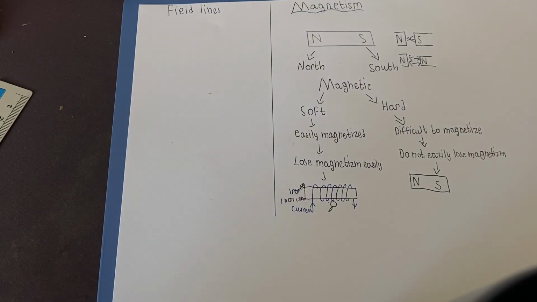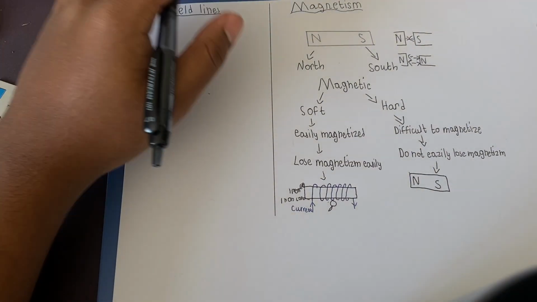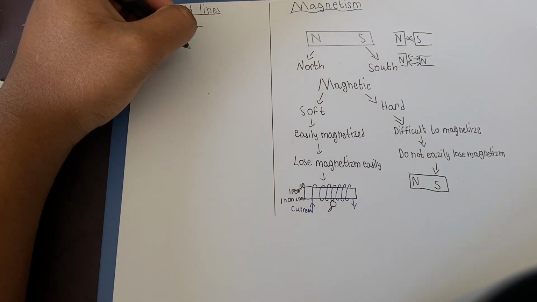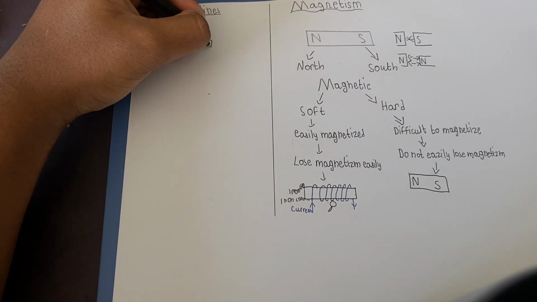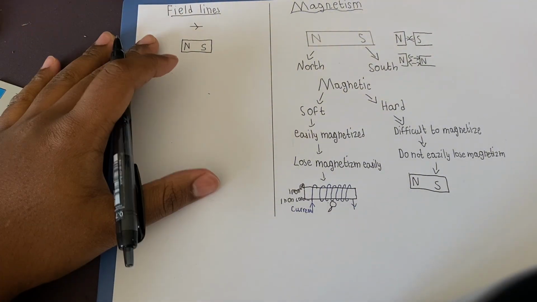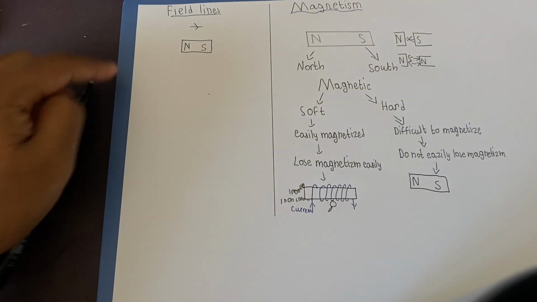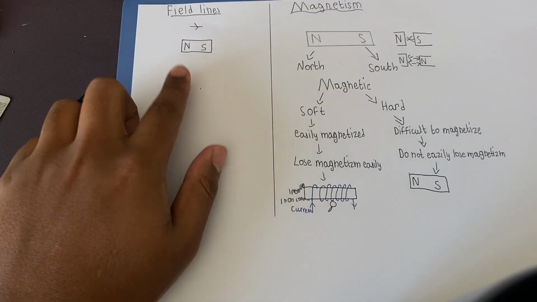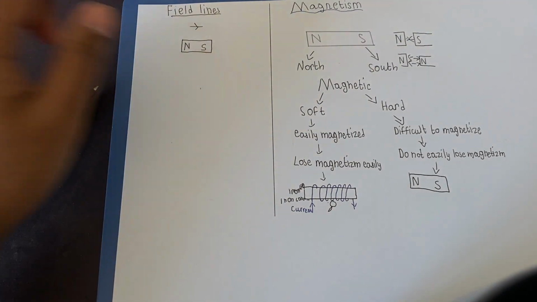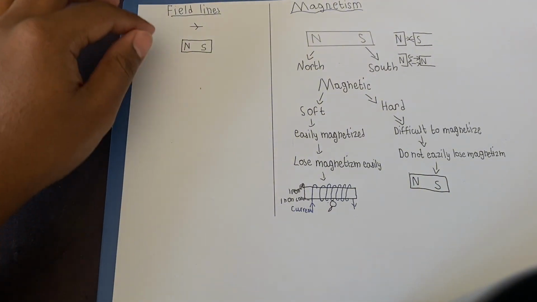Let's talk about magnetic field lines. Firstly, what are field lines? This is an example of a line. And if we have a magnet over here that has two poles, like I mentioned, north and south, this will always generate a magnetic field. If you take a magnet and place a magnetic material, for example steel or iron, close to it, it will get attracted towards the magnet.